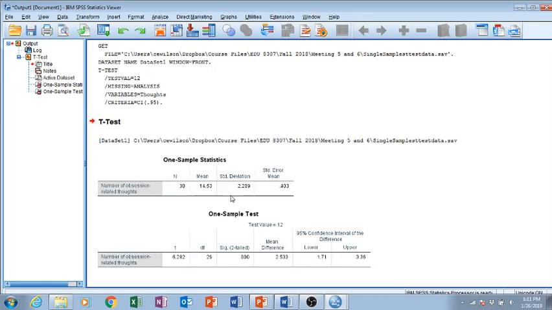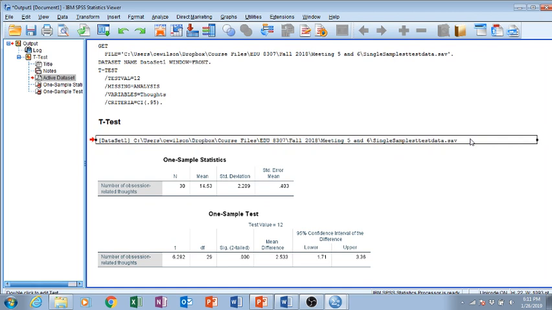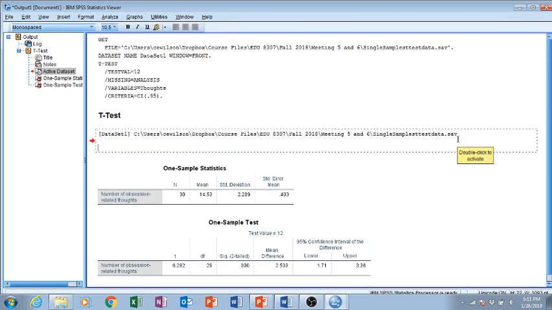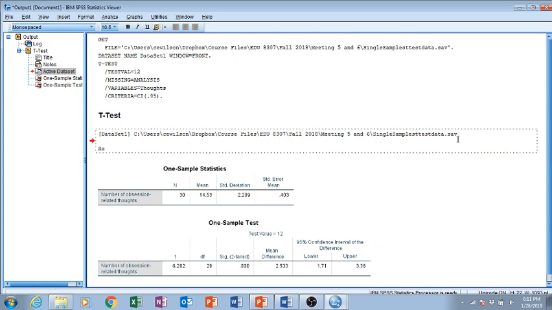And SPSS is going to give us all the information we need. So if I'm looking here, it's not going to let me write on here, but I can go in here and type. Okay, so if I do my null hypothesis, mu equals 12.